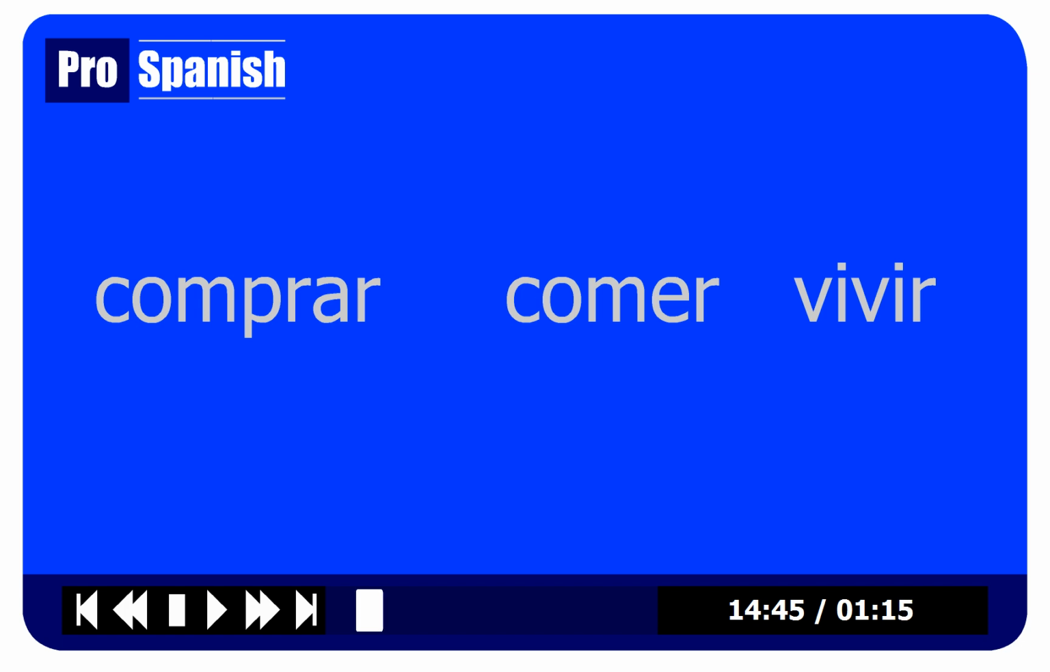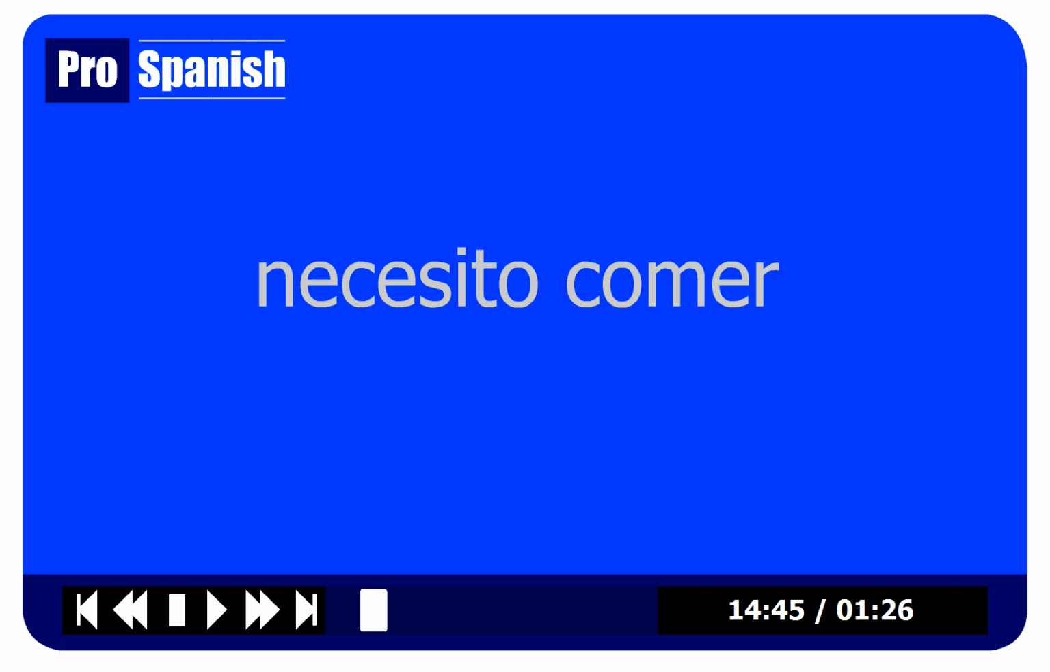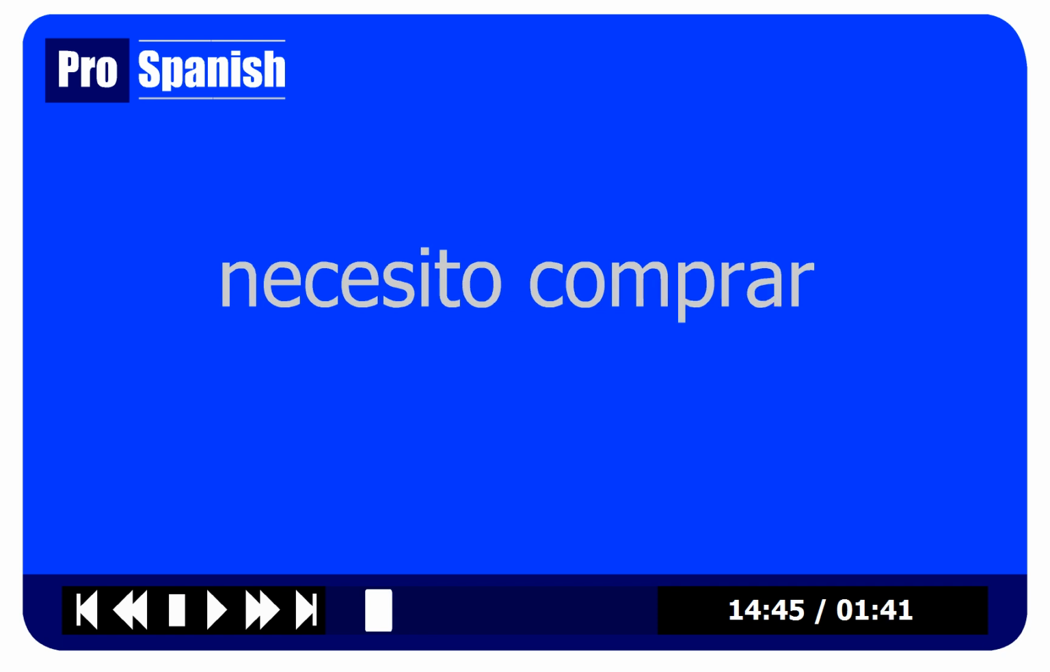So for example, if we wanted to say I need to eat, we'd say I need, necesito, and to eat, comer, necesito comer, I need to eat. So we haven't changed the infinitive, we've kept it as it is because we want to say to do something. We could say I need to buy, necesito comprar.